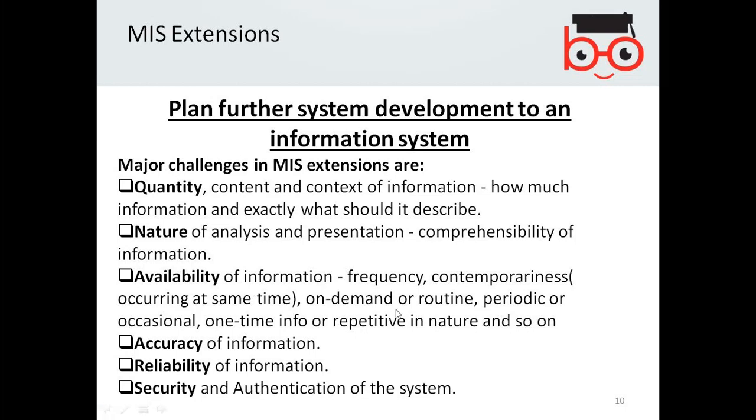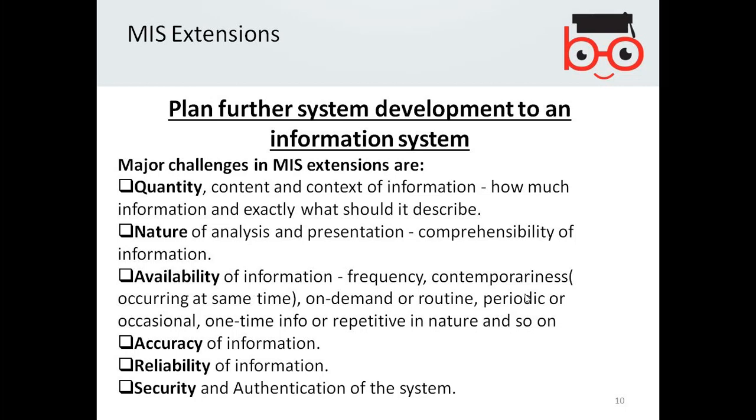Availability of information, frequency, contemporaneous, occurring at the same time, on demand or routine, periodic or occasional, one-time info, repetitive in nature, and so on. So, how the data is available, and on what occasions it will be available, you are required to know that. Then you should consider the extensions. If you don't know the availability, then you cannot plan the extensions.